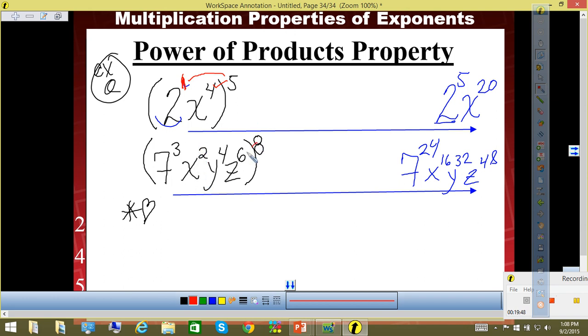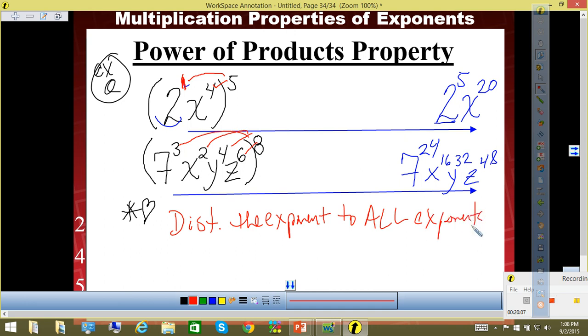Same here. A times 6, A times 4, A times 2, and A times 3. So for this one, if you just want to say distribute the exponent to all exponents inside the parenthesis.